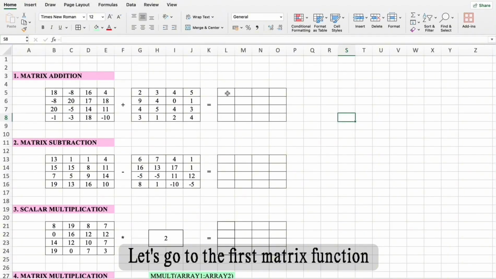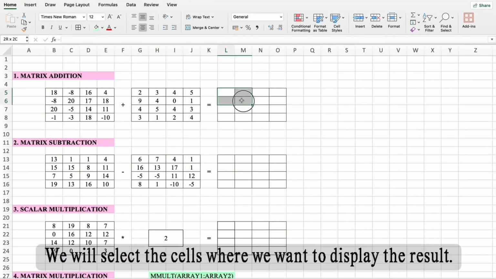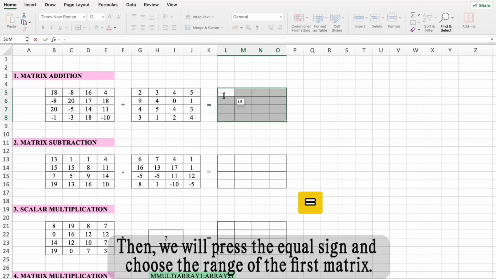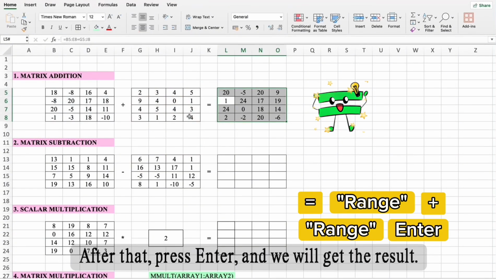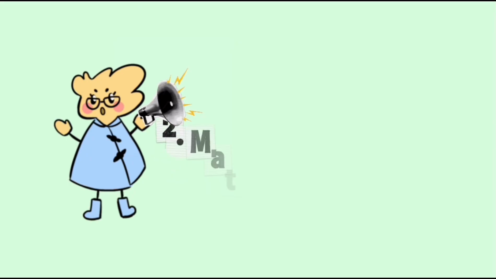Let's go to the first metric function. We will select cells where I want to display the result. Then I will press the equal sign and choose the first range of the first metric. Press plus sign in the second range of the second metric. After that, press enter and I will get the result.